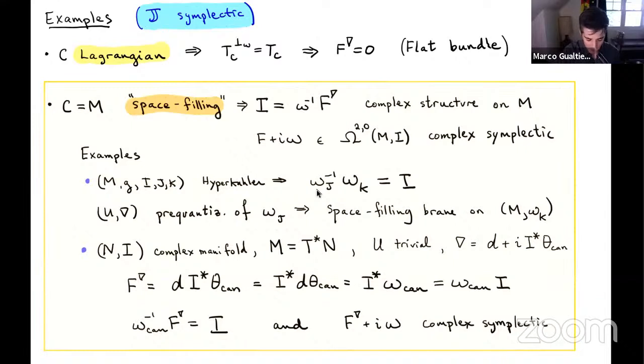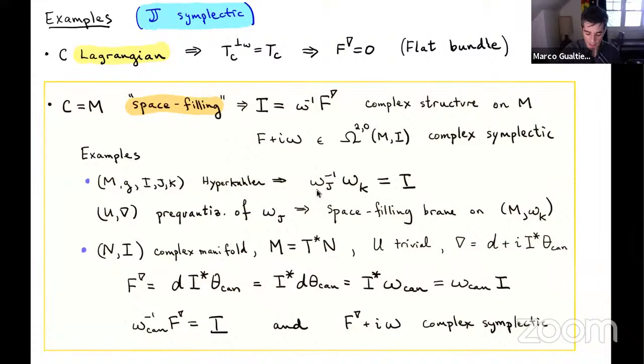Okay, and so we can find many examples of space-filling branes. For example, if we have a hyperkähler manifold, then we have three Kähler forms, omega I, omega j, and omega k. Because of the quaternion relations, we can take the inverse of omega j and combine it with omega k, and that will produce the complex structure I. So if we use omega j as our unitary curvature and omega k as our symplectic form, then it will satisfy the condition required.